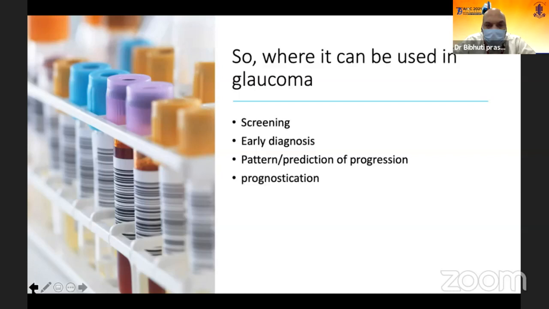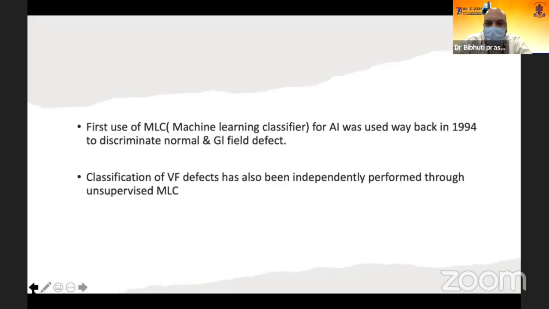It can also help us in arriving at an early diagnosis of the patient. Further, it can detect the pattern changes in patient progression, so progression can also be assessed with the help of artificial intelligence. And finally, it can prognosticate, which is there in newer generations of machines which are doing visual field assessments. The first use of a machine learning classifier was way back in 1994, to discriminate between normal and glaucomatous field defect. So this was the earliest one. The classification of visual field defect has also been independently performed through unsupervised MLC, which has been explained beautifully by Dr. Abhishek Anand.